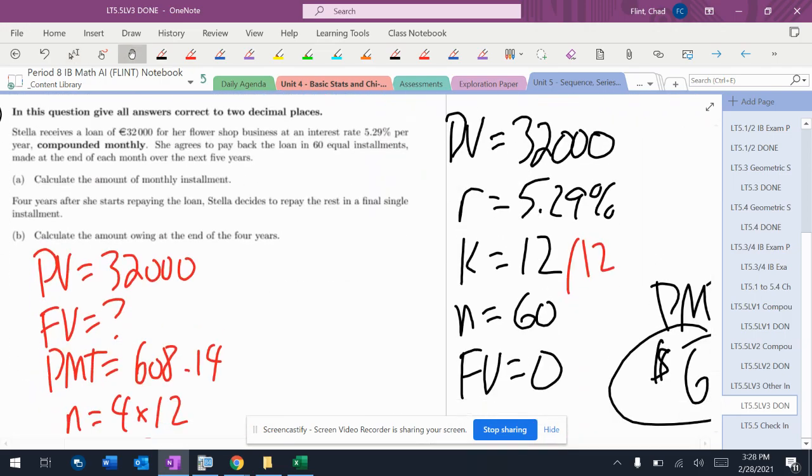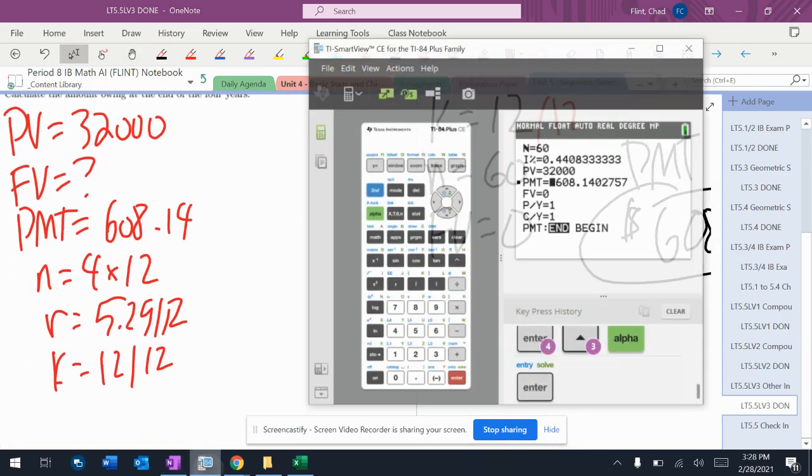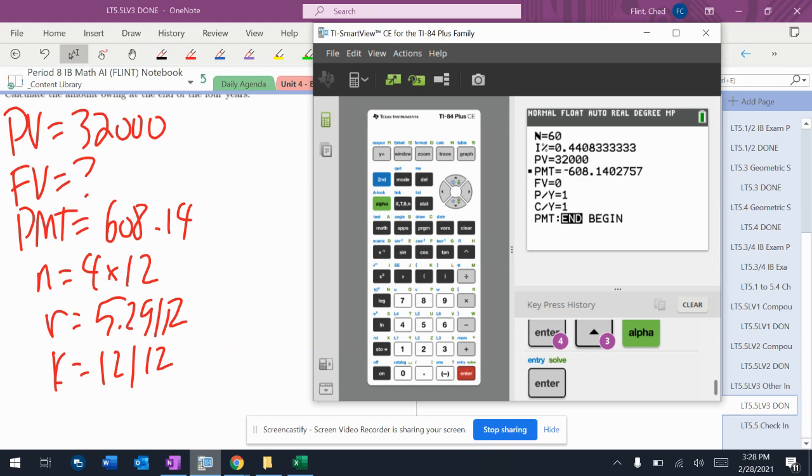So let's see if it works. I should have paid back a significant portion of it. So my N is 48. My interest rate's the same, it's fine. There's my present value, there's my payment. My future value is what I'm trying to figure out. My compounding stays the same.